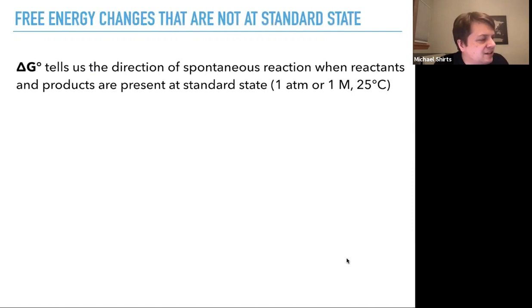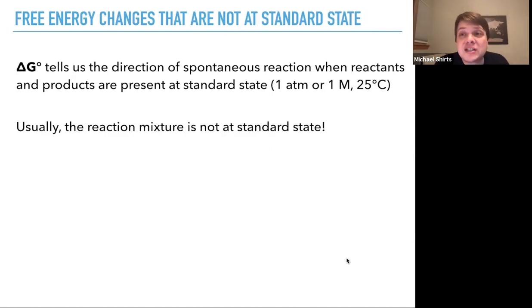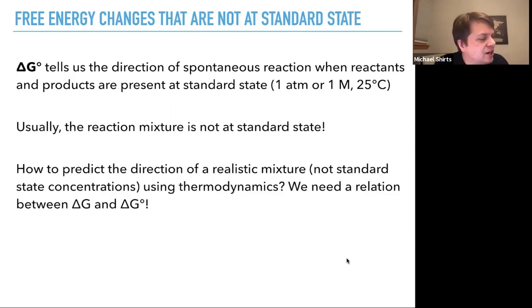Remember, the delta G standard state tells us the direction of spontaneous reaction when the reactants and products are present in the standard state. Concentrations 1 atmosphere, 1 molar at 25 degrees C. But usually the reaction mixture is not at standard state. We have some other concentrations. And so how do we predict the direction of a realistic mixture, not standard state concentrations, using thermodynamics? We need to have some relationship between the free energy of the process and the free energy of the process at standard state. So what do we know?